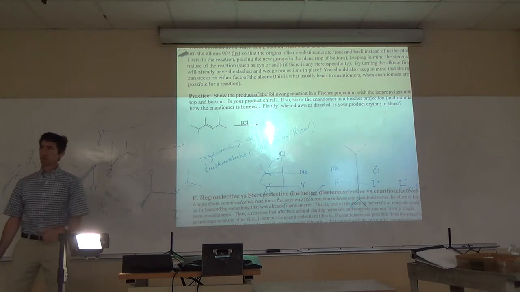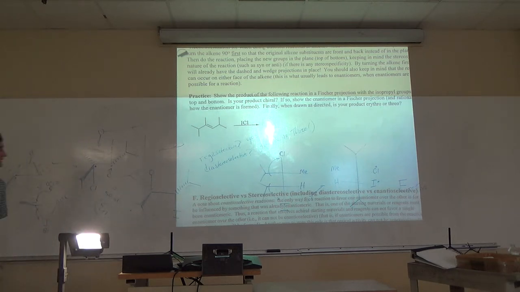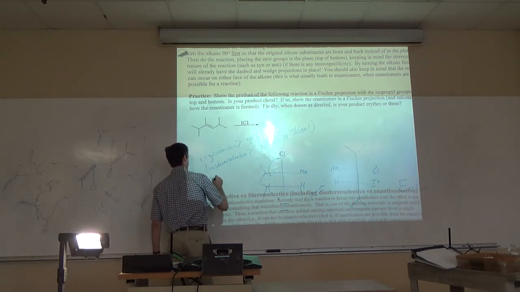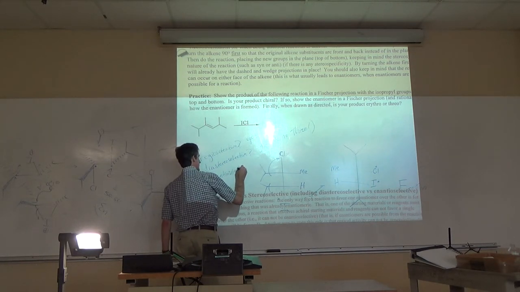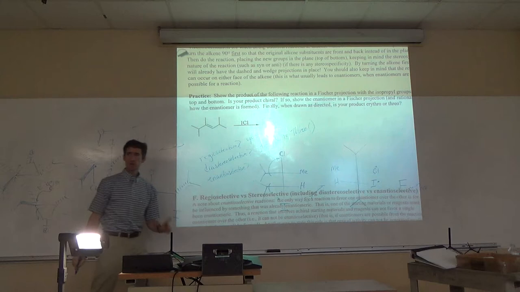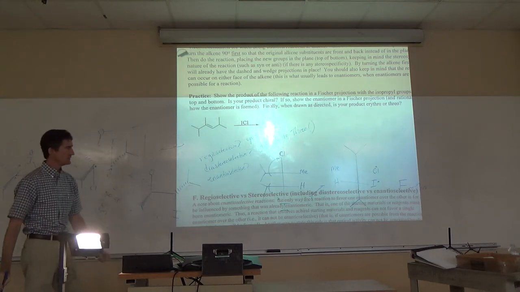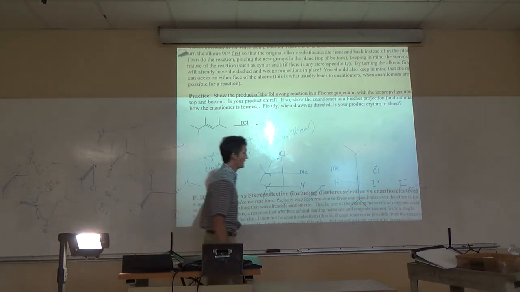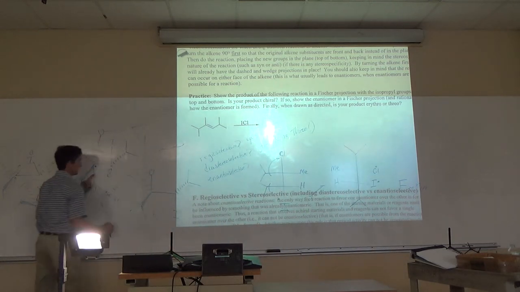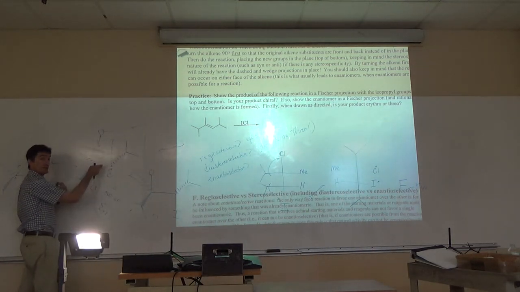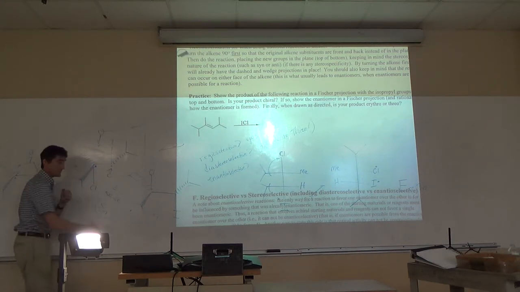Is it enantioselective? No, because it's racemic. Did we only get one enantiomer of the possibilities? This is the one we drew. Do you only get this one, or do you also get the enantiomer? You get both. You get the enantiomer in a 50-50 mix.